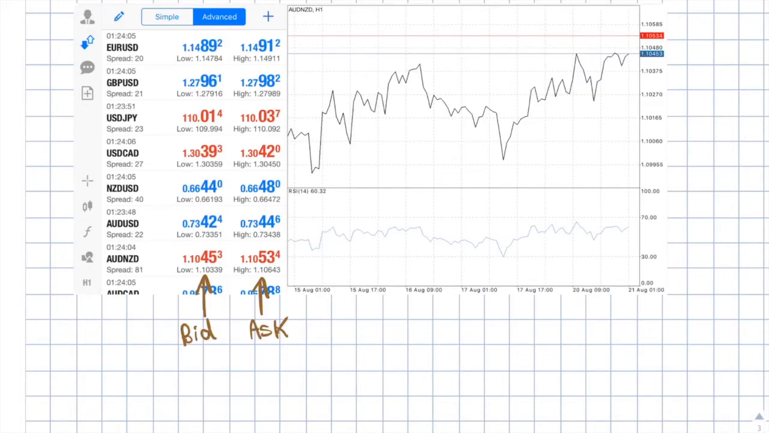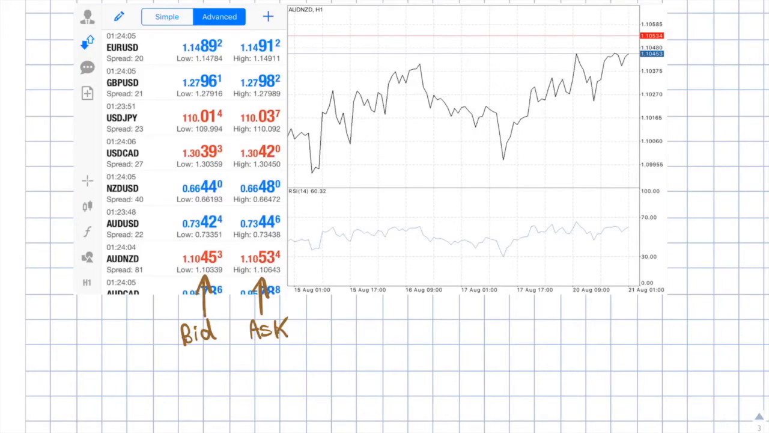So let's take an example. Let's take the Australian dollar against the New Zealand dollar, or AUD NZD. And the first value, which is 1.10453, which is in red. And by the way, red denotes that the currency rate is dropping at that moment in time, and blue signifies that it's increasing at that moment in time. But anyway, that value 1.10453 is the bid price, and 1.10534 is the ask price.